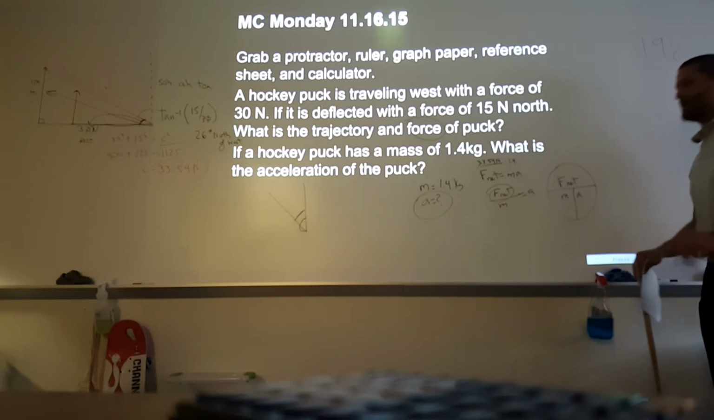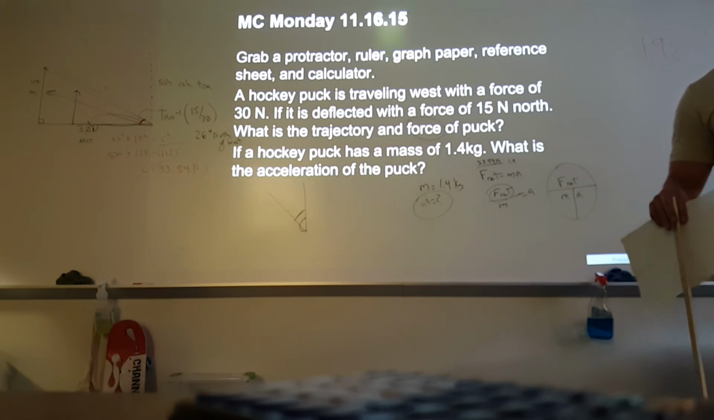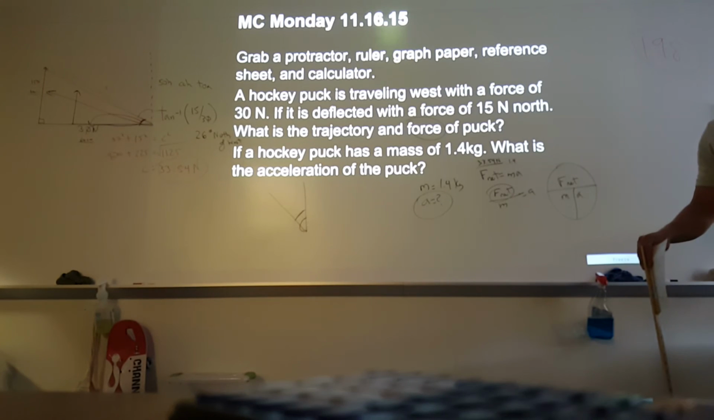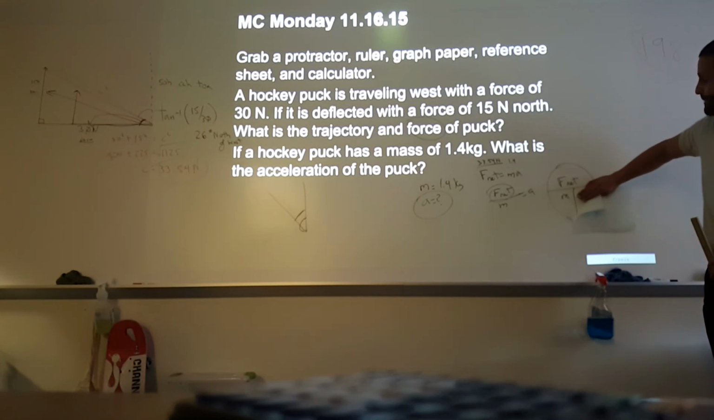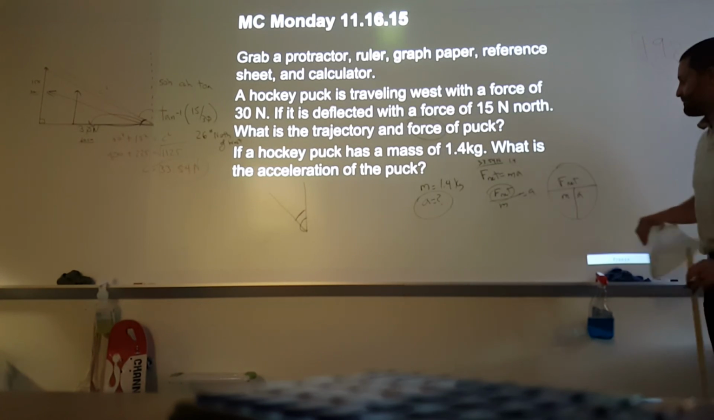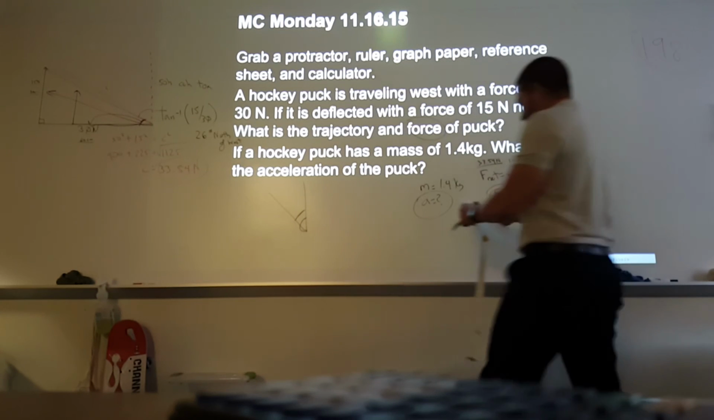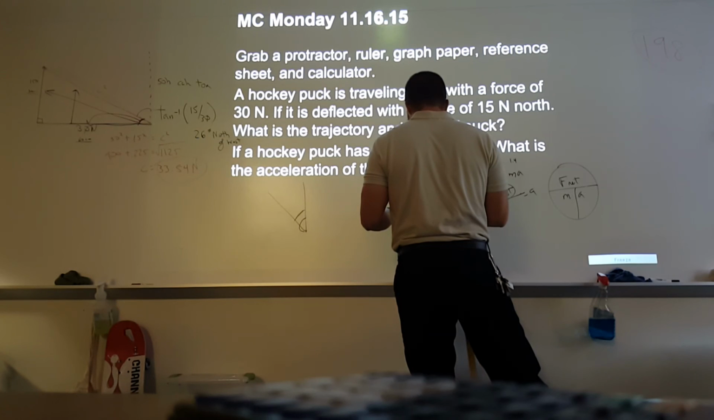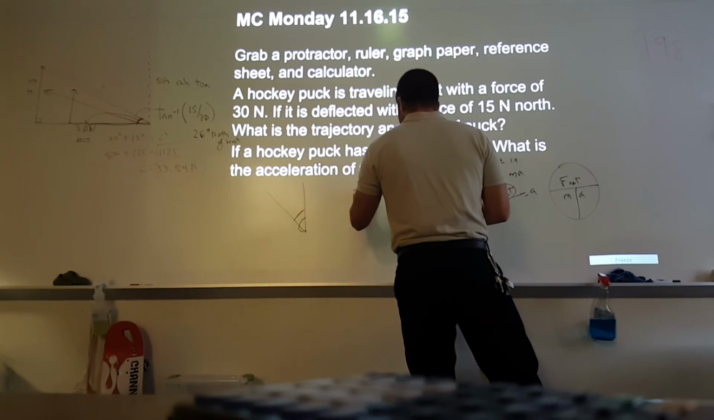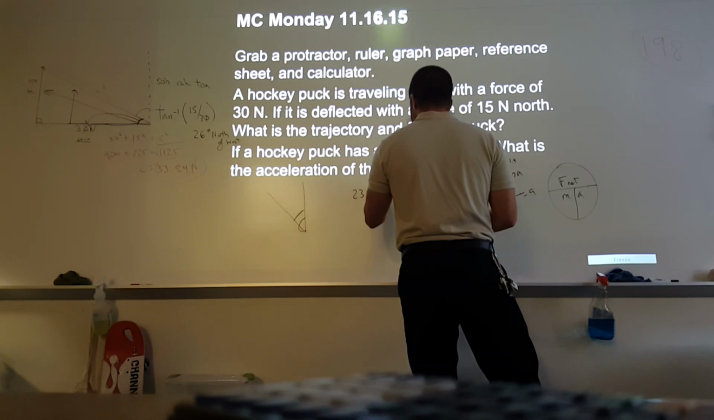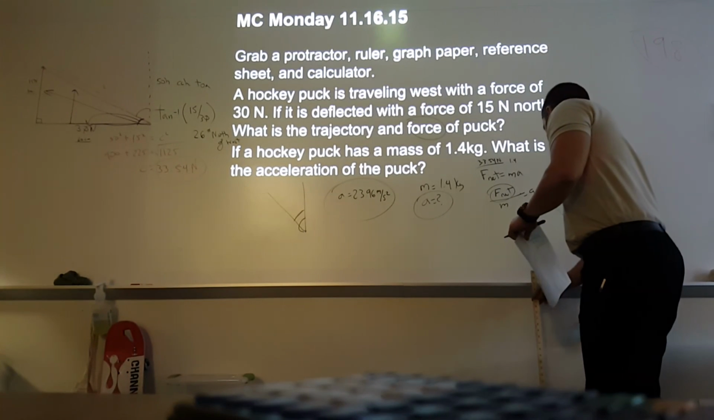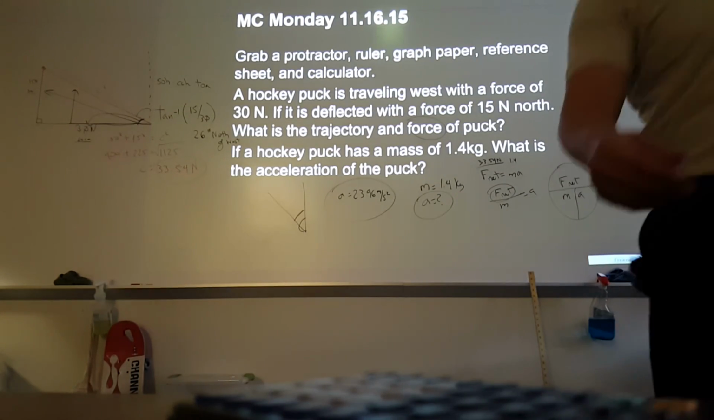Always, always, always. If you're not the greatest at algebra, I would highly recommend doing the pie charts when you can. So when I cover this up, it is F, which is 33.54, divided by 1.4. The answer I got is 23.96 meters per second squared equals a.